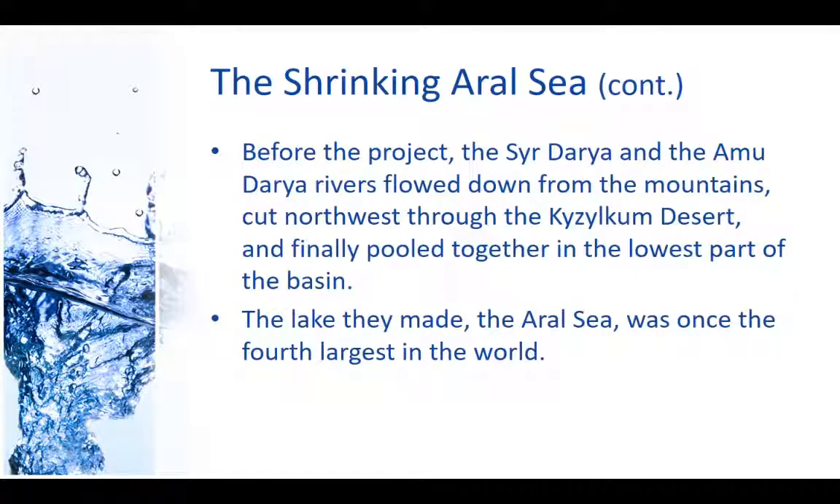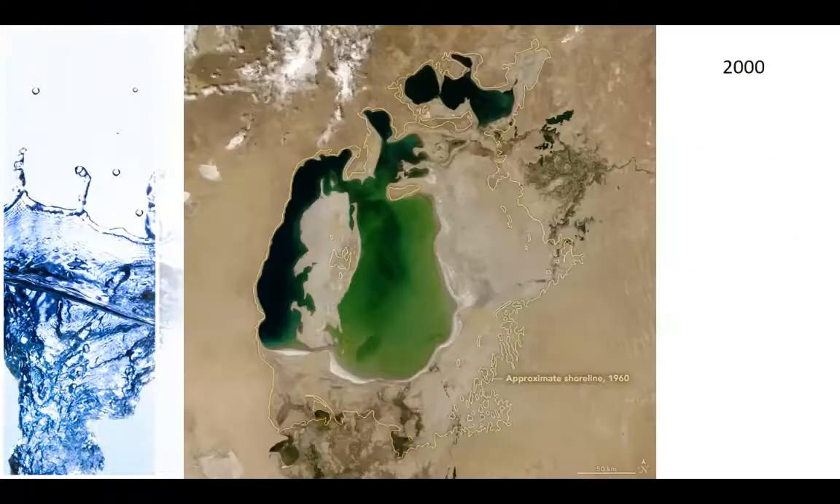Now, before the project, the Syr Darya and the Amu Darya rivers flowed down from the mountains, cut northwest through the Kyzyl Kum Desert, and finally pooled together in the lowest part of the basin. The lake they made, the Aral Sea, was once the fourth largest lake or sea in the entire world, an inland sea. And so just in that time window, I want to show you what happened. So I'm going to show you some pictures.